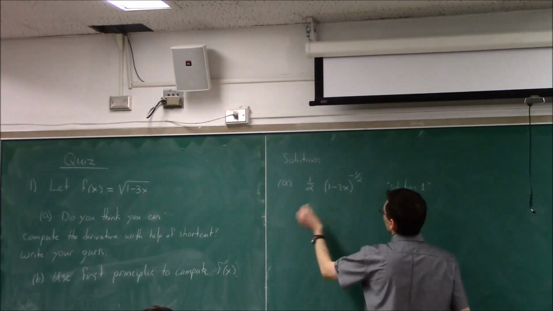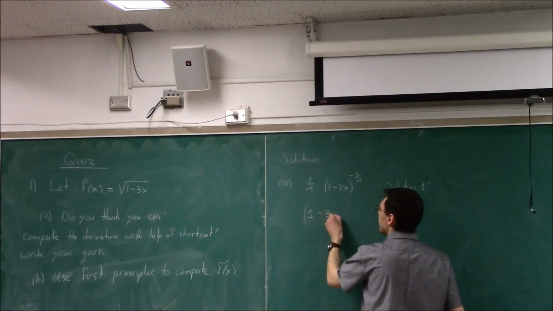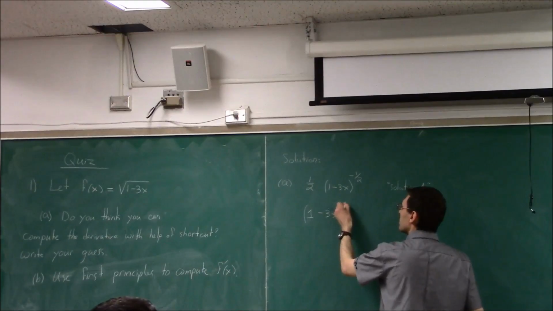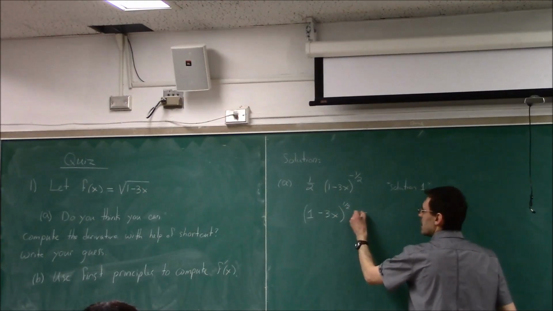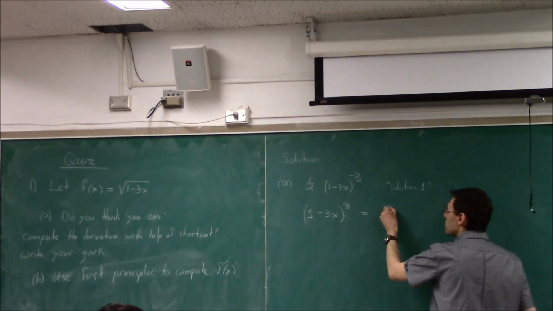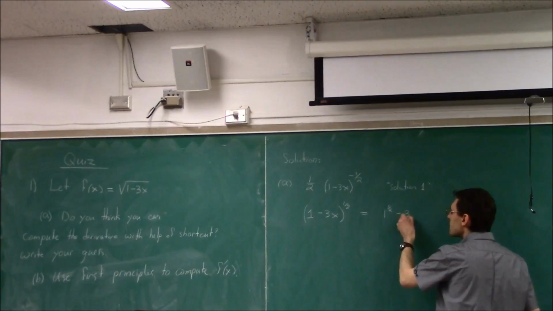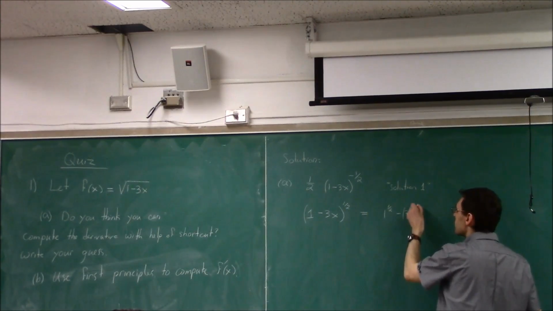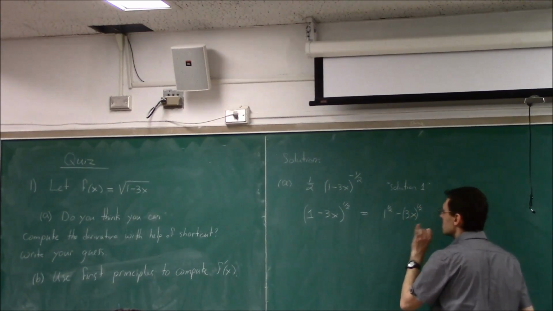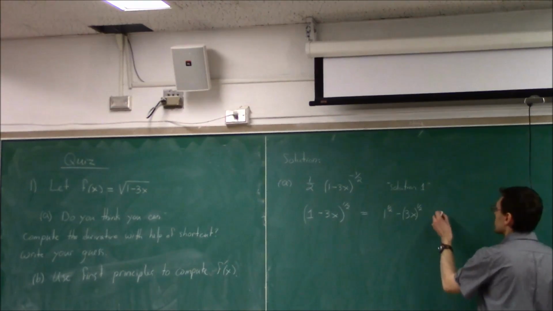And solution 2 is we have 1 minus 3x to the power of 1/2. And then what you first do is you say it's equal to 1 to the power of 1/2 minus 3x to the power of 1/2. And then I applied the power rule, and then take the derivative. This is solution 2.